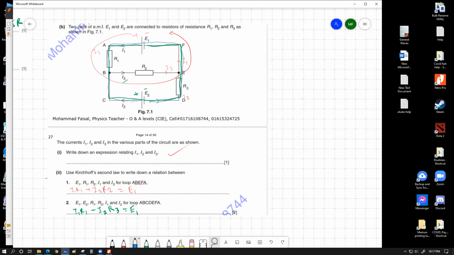Considered sequence means A B C D E F A. And the current direction will depend on their polarity, which side is positive and which side is negative. Since E2's polarity is reverse compared to our considered loop direction, this one should come as E1 minus E2. Is that understood? Yes sir. Good.